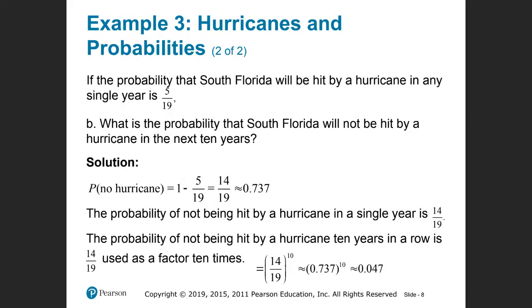The probability of not being hit by a hurricane in a single year is 14/19. The probability of not being hit by a hurricane 10 years in a row is 14/19 used as a factor 10 times. So it would be 14/19 raised to the 10th power, which is approximately 0.047.